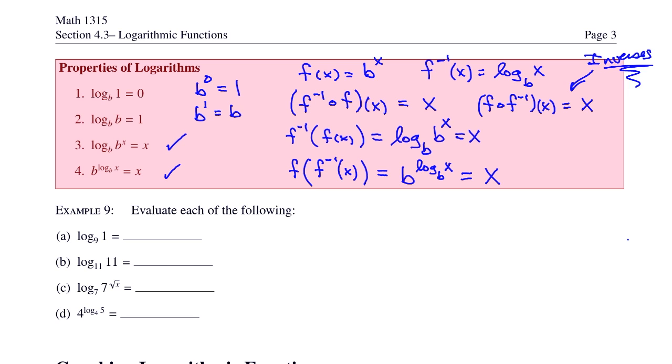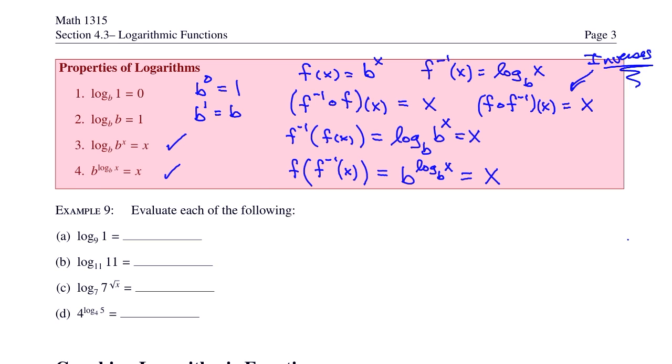My favorite one here is number 4 because it's the one that makes the most sense. I told you from the very beginning that logarithms represent exponents. Where is the logarithm in property 4? It's in the exponent. Log base b of x is the particular exponent that you would raise b to in order to get x, and that's exactly what's going on in property 4.